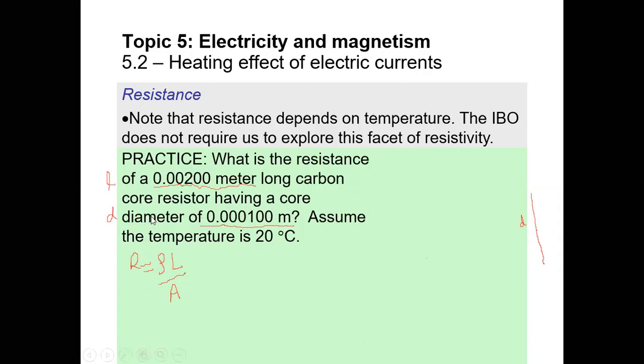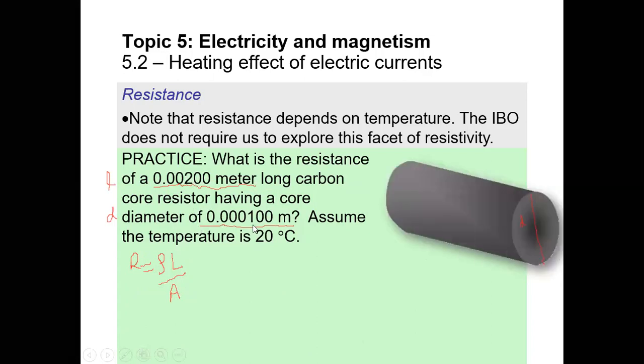We need the length. So length is given, 0.002 meter. And we need area. But remember, area is not given. Diameter is given. We will calculate the area. This is now the cross section. So how can we find the area of the cross section? A equals pi r square.